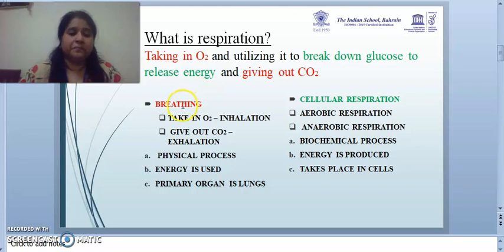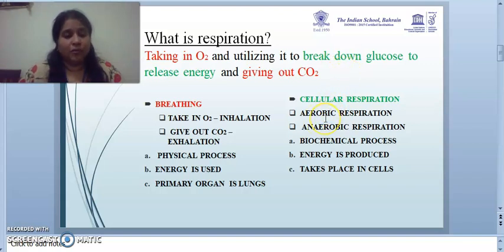One is breathing and the other one is called cellular respiration. Taking in oxygen and giving out carbon dioxide is the breathing process, and breaking down glucose to release energy is cellular respiration. Cellular respiration is what you studied in the previous session as aerobic and anaerobic respiration, depending upon whether the organism uses oxygen or not for the breakdown process.